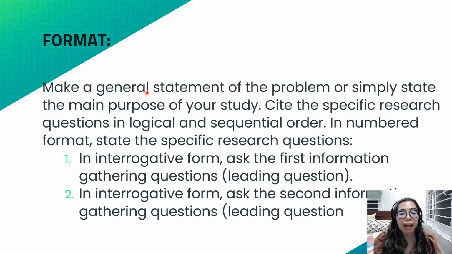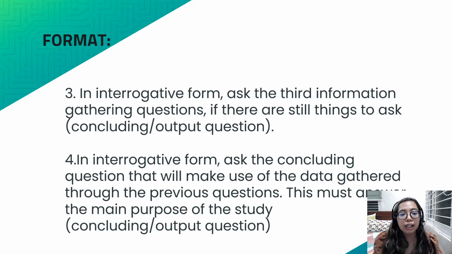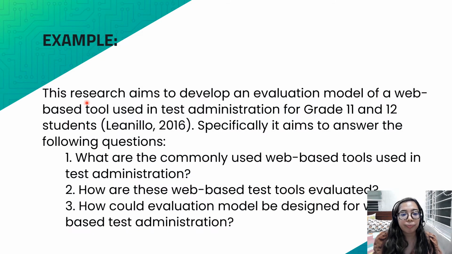Now, for the format, first you make a general statement of the problem or simply state the main purpose of your study. Cite the specific research questions in logical and sequential order in numbered format. So, for example, first example, this research aims to develop an evaluation model of a web-based tool used in test administration for grade 11 and grade 12 students. Specifically, it aims to answer the following questions.